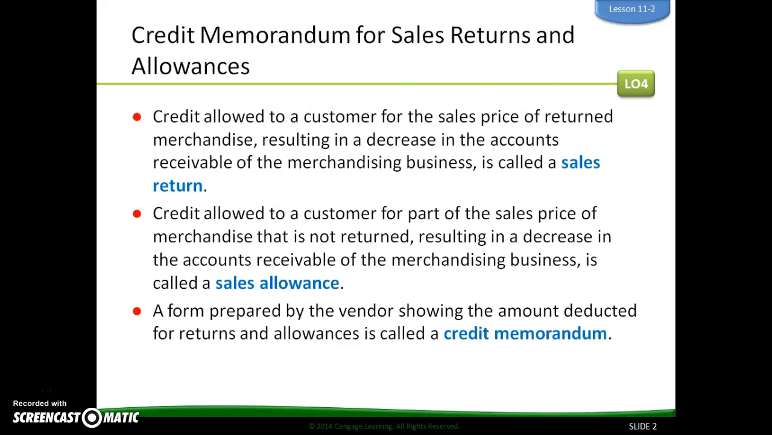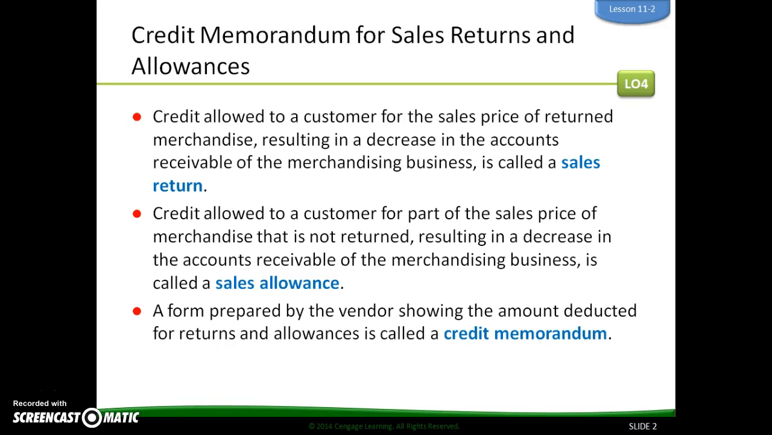First of all, sales return, which would be a credit allowed to a customer for the sales price of returned merchandise. Now, this results in a decrease in accounts receivable. Another thing would be a sales allowance. This is a credit allowed to a customer for part of a sales price when merchandise is not returned. So this also results in a decrease in the accounts receivable. So we'd want to think about return, when people return things. An allowance is when they don't have to return things and we give them a discount.